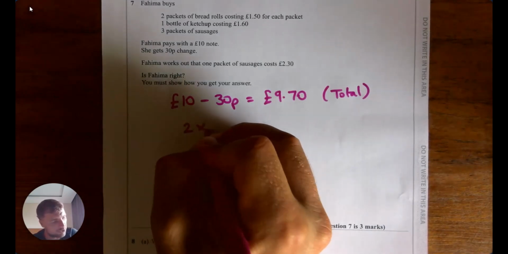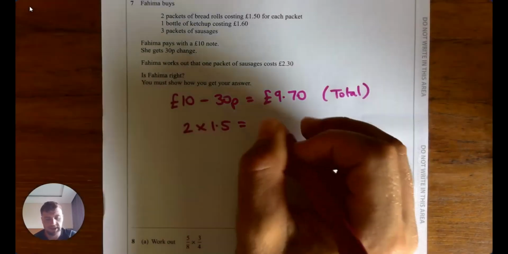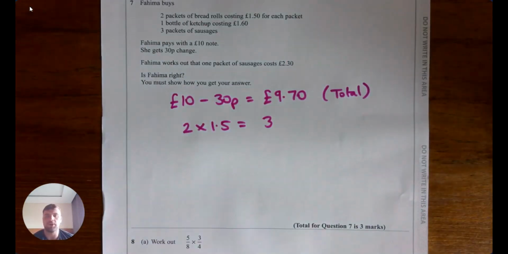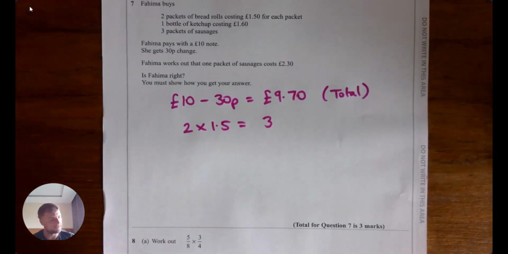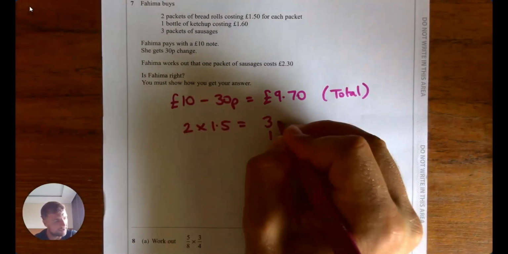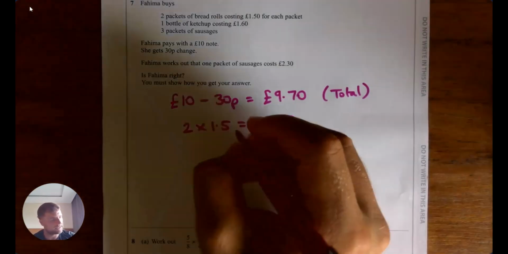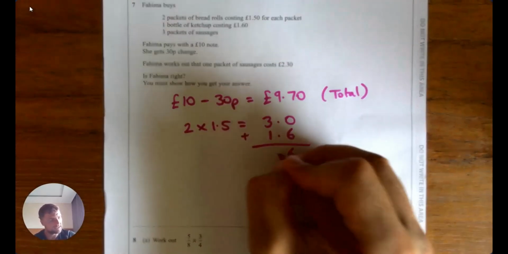So we'll work that out. 2 multiplied by 1.5 is £3. And then you've also got 1 bottle of ketchup costing £1.60. So we'll add those together. I'll just put an extra 0 next to the 3, so it's easier to add. 0 add 6 is 6.